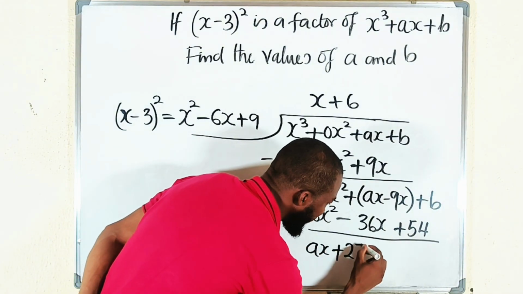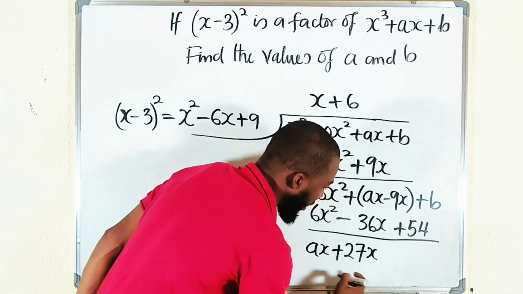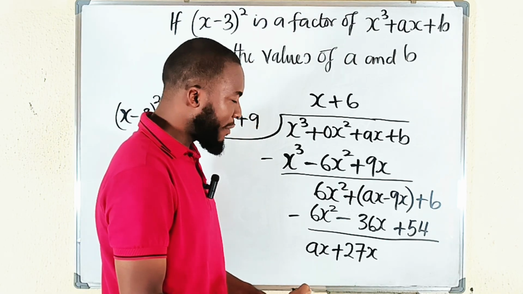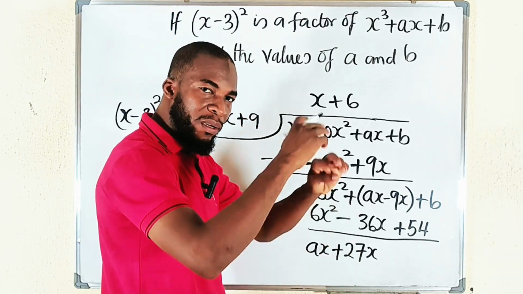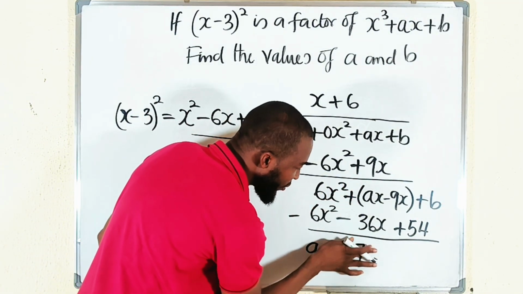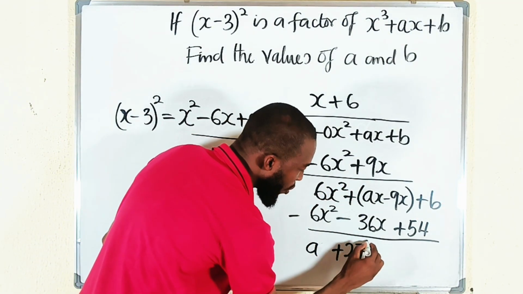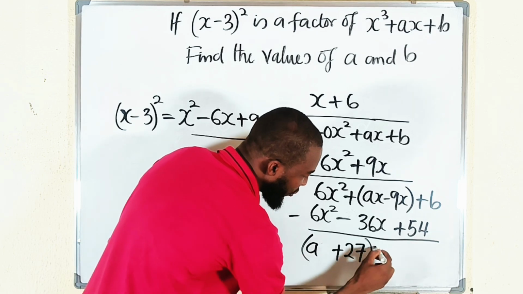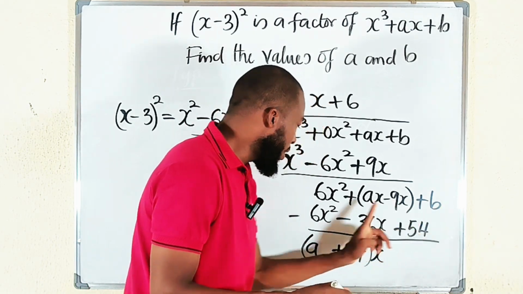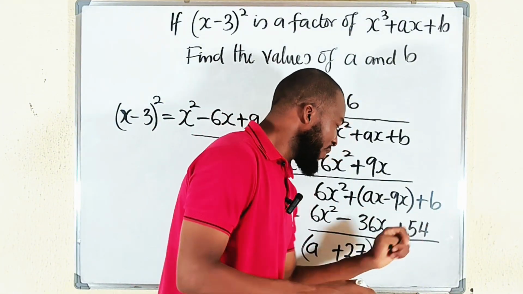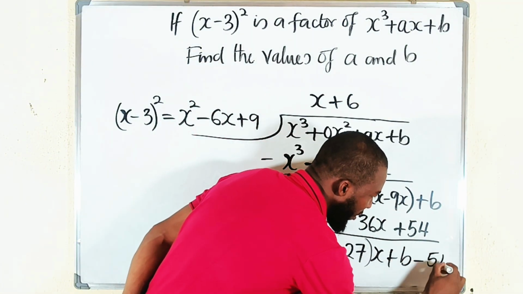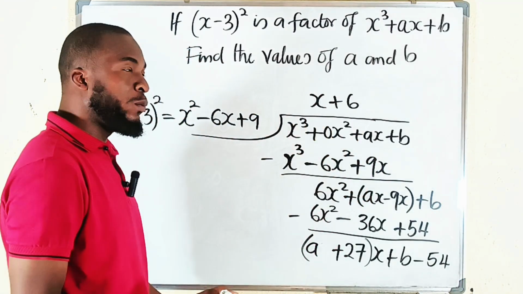Positive 27x. I can even factor out x. I think that should be better, right? A plus 27, outside we have x. It's just like factoring x out, just to minimize our work. So we should have x outside, all the same, please. Then lastly, we have b minus 54. So remember what I told you.